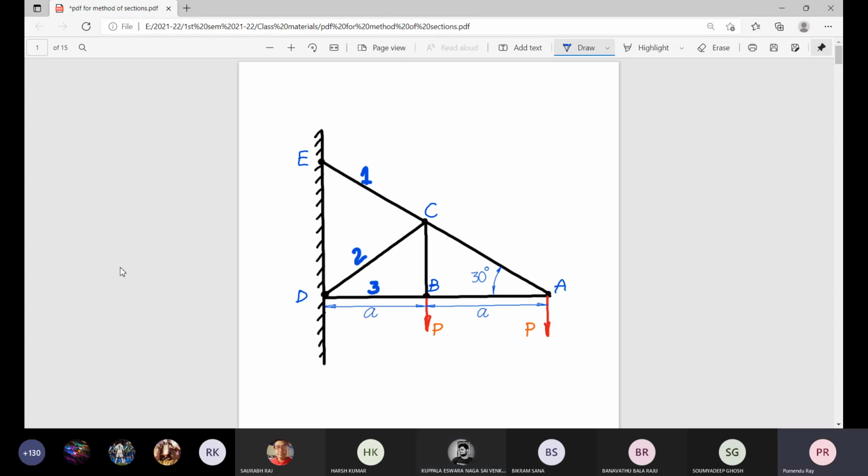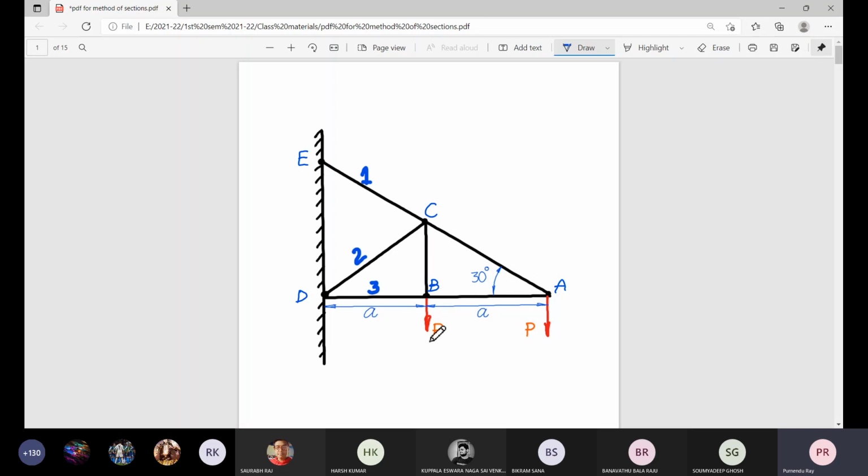Exactly. By observation, we can say that DB and AB, these two members have same member force, because at this joint B, these two forces are acting horizontally and these two forces are acting vertically. So for sigma Fx equal to 0, there is only SBA and SBD, and they are in opposite direction. So SBA minus SBD is equal to 0. So whatever value of SBA or SAB, the same value.